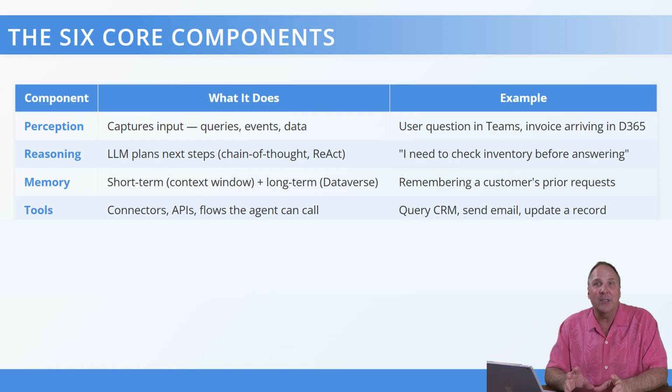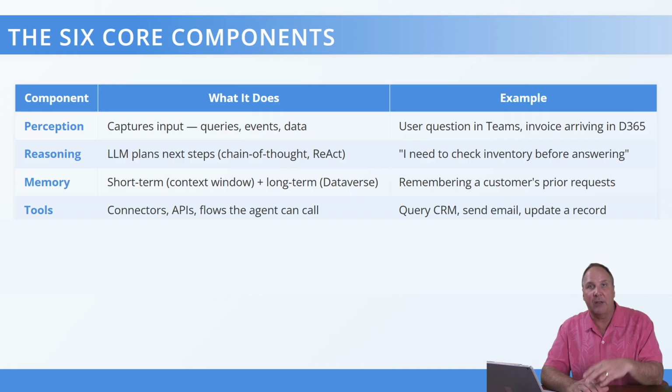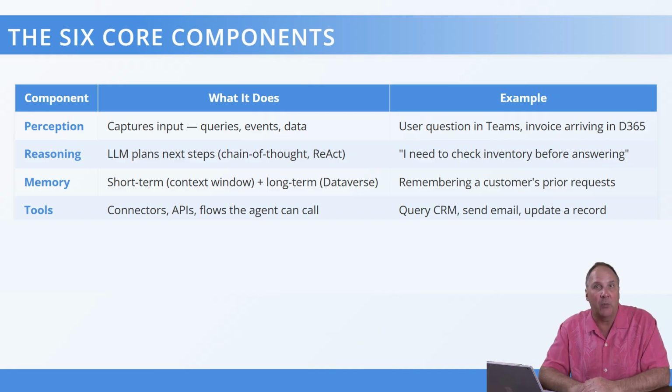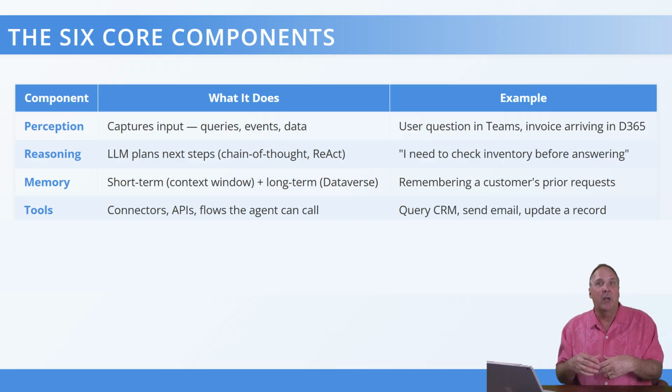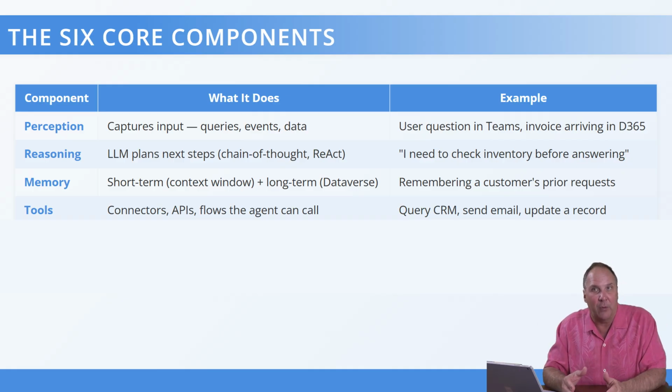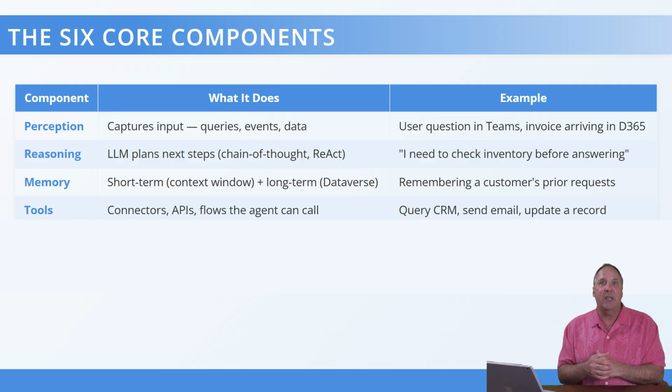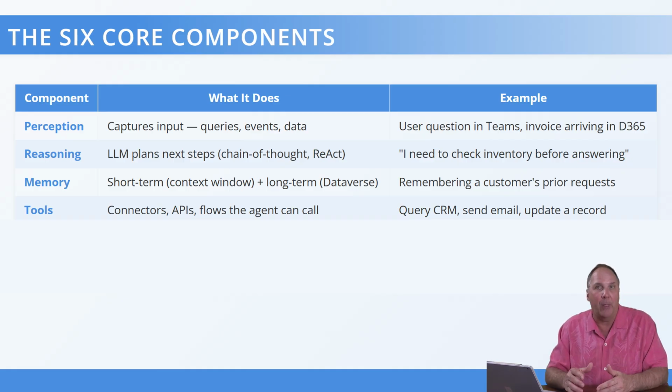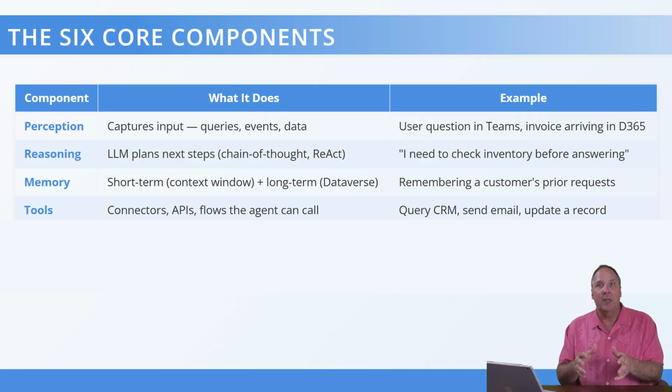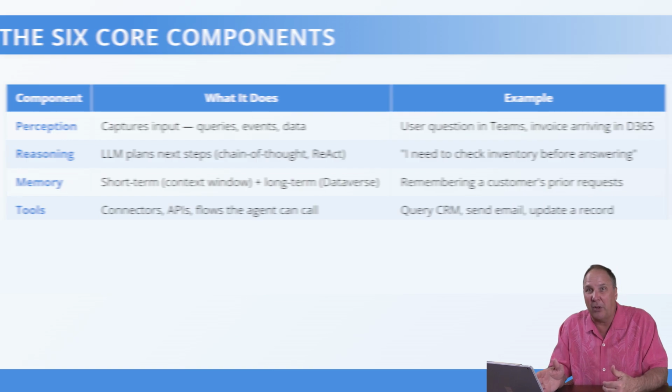Fourth, tools. These are the hands of the agent, the things that it can actually do. Say, for instance, it can query a CRM record or send an email, update a database, or kick off an approval workflow. In the Microsoft ecosystem, tools are typically Power Platform connectors or custom APIs or Power Automate flows. Could be MCP servers. MCP, Model Context Protocol.